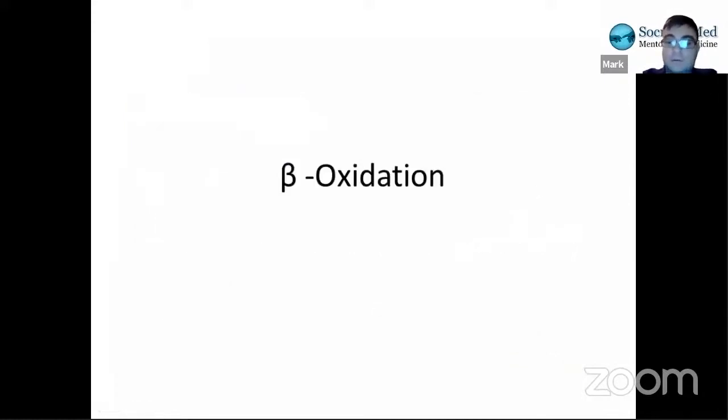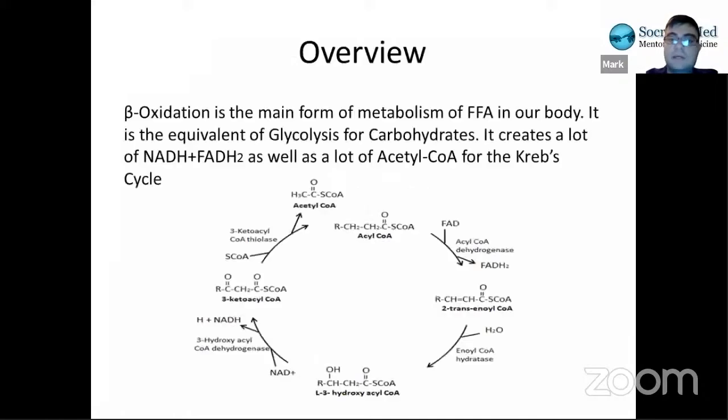Next, let's talk about beta oxidation. Beta oxidation is the main form of metabolism of free fatty acids in our body. It's the equivalent of glycolysis for carbohydrates. It creates a lot of NADH and FADH2, just like glycolysis and the Krebs cycle, but it also creates a lot of acetyl-CoA, which, if you remember, is the ingredient that can be used for the Krebs cycle.